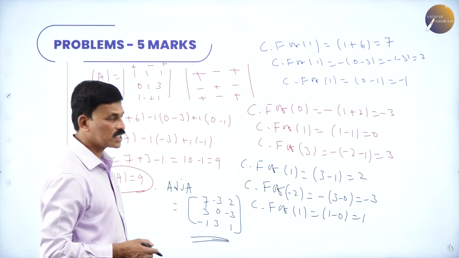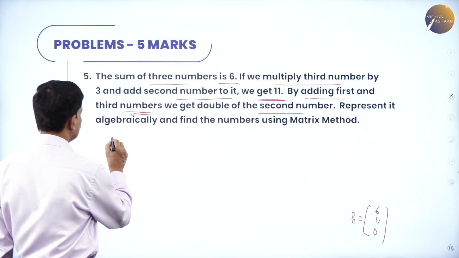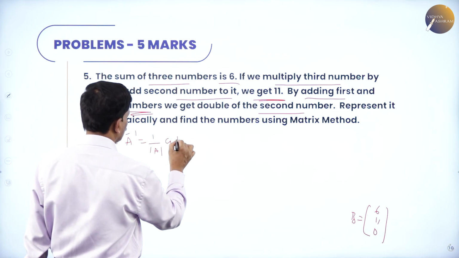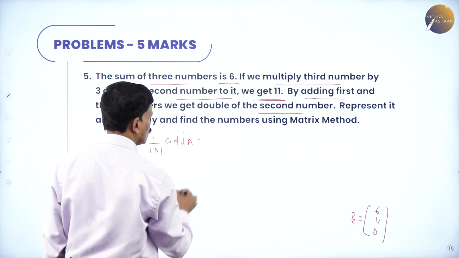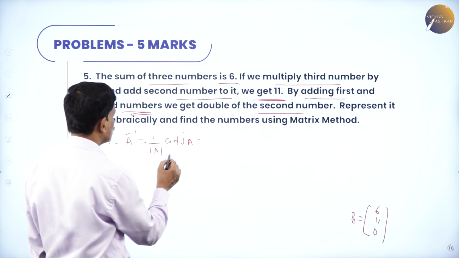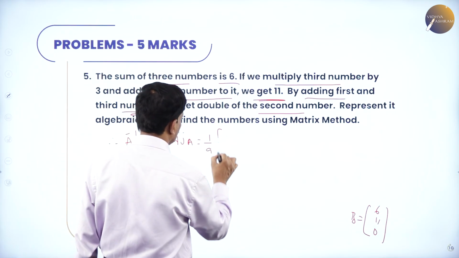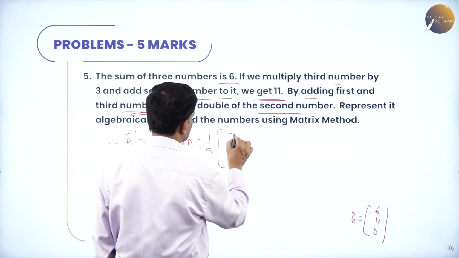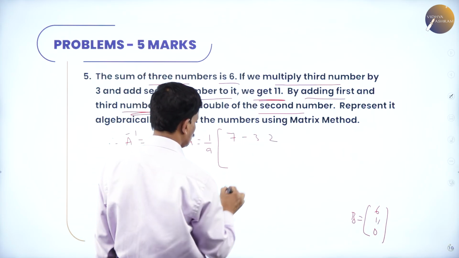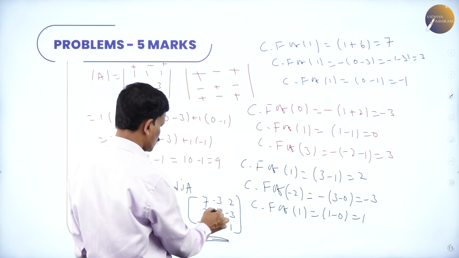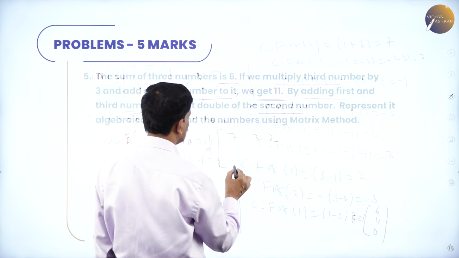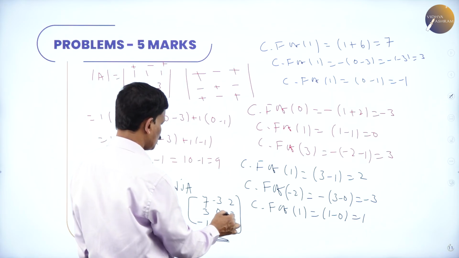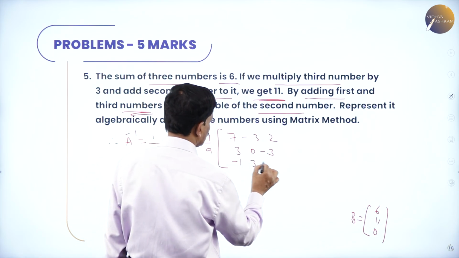I will go to the first slide. From this, therefore, A inverse is equal to 1 over determinant of A into adjoint of A. What is determinant A? Determinant is 9. 1 over 9 into adjoint. What is adjoint? This is 7, minus 3, 2. Then 3, 0, minus 3. Again minus 1, 3 and 1.